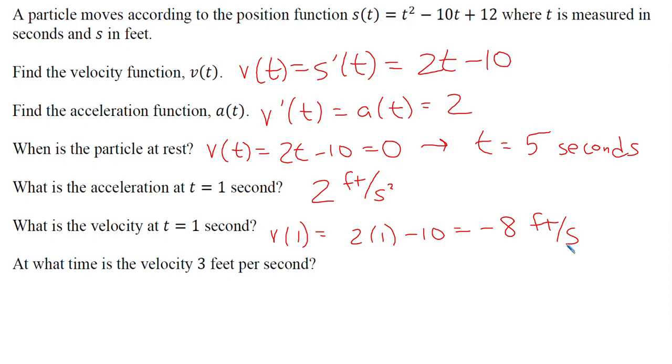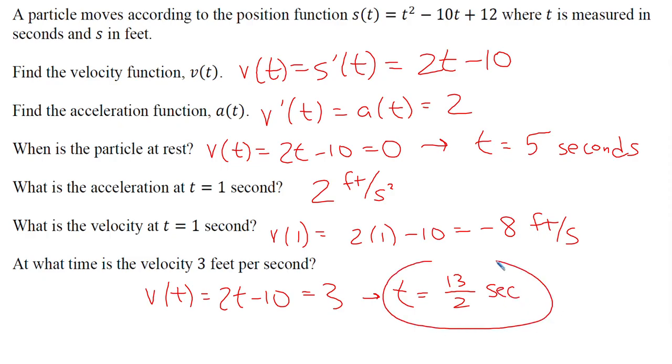And if we want to know at what time the velocity is 3 feet per second, we'll just set our velocity function, v of t, which is 2t minus 10, equal to 3, and solve for t. If you just add the 10 and divide by 2, you'll get t is equal to 13 halves seconds, or 6.5 seconds would be fine too. But yeah, either way is good. And that's our first basic motion problem.